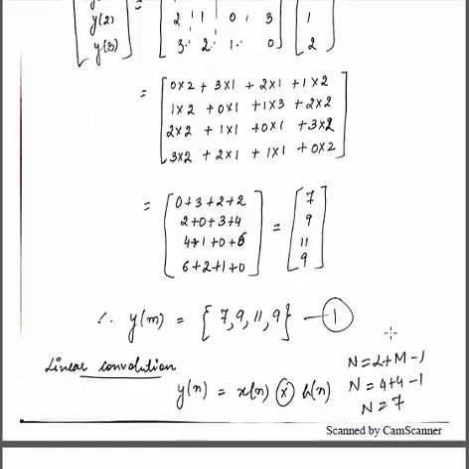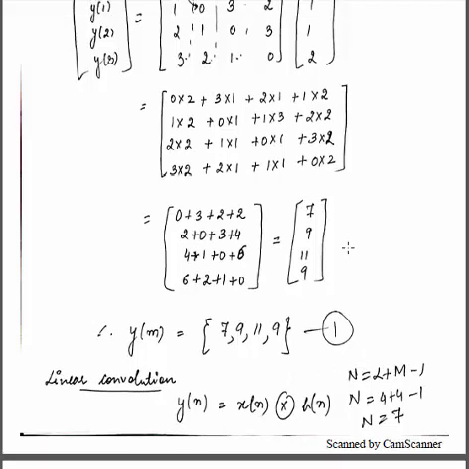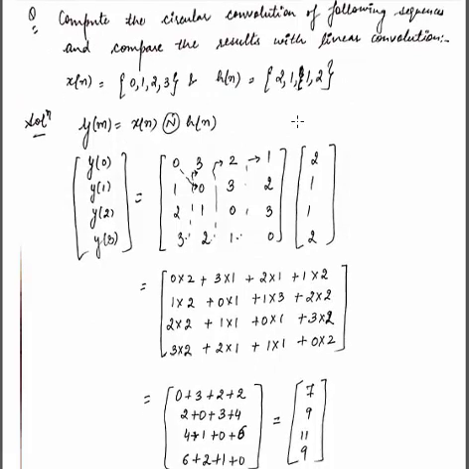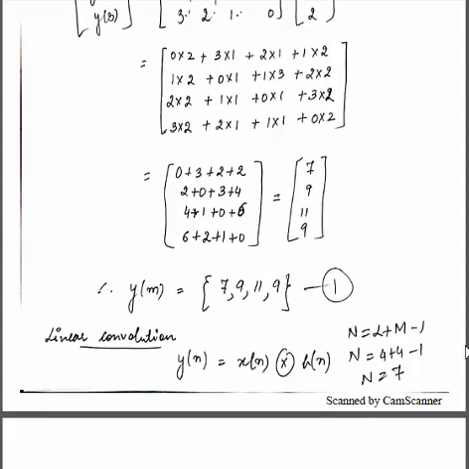In linear convolution, the formula is y of n is equal to x of n, that is the sign of linear convolution, with the second sequence h of n, and the length is N equal to L plus M minus 1. L is the number of samples in x of n, M is the number of samples in h of n. So the number of samples in x of n is 4. h of n also has 4 samples. So 4 plus 4 is 8, minus 1 is 7. That means the length of the output sequence in linear convolution is 7.